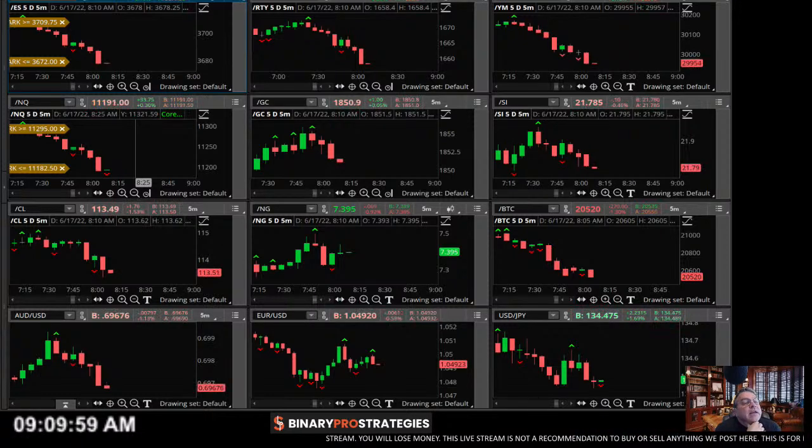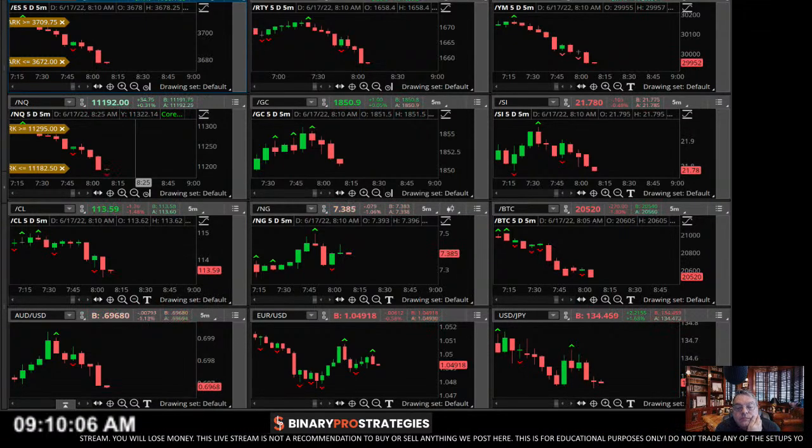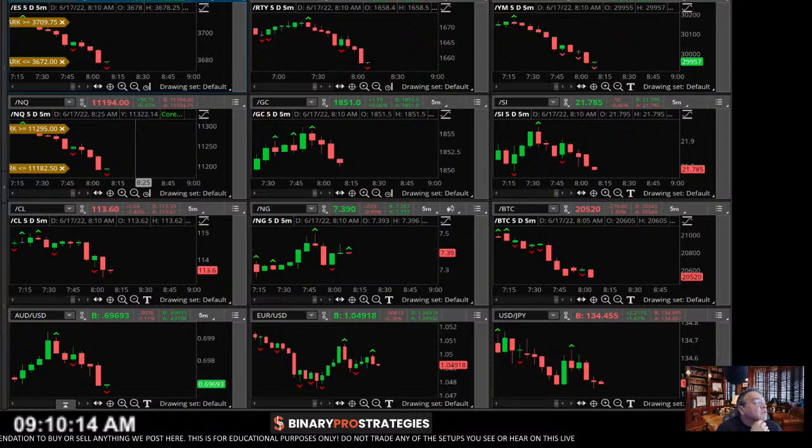Okay, that mini NASDAQ is getting close to a profit target of 111.82 and a half. ES is creeping down, getting ready to hit target at 36.72.